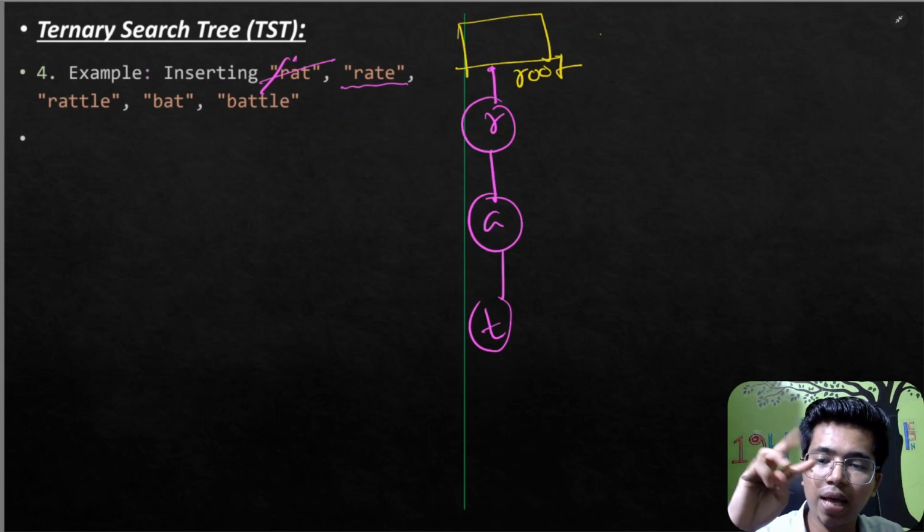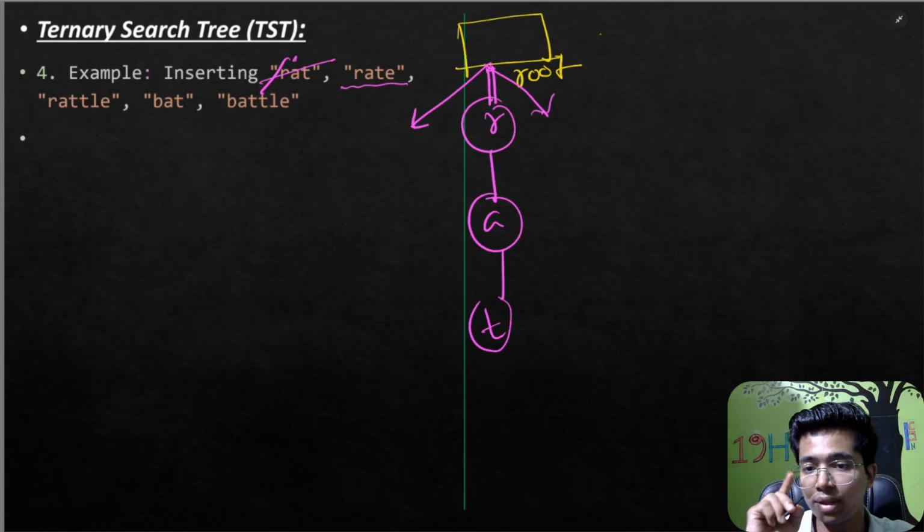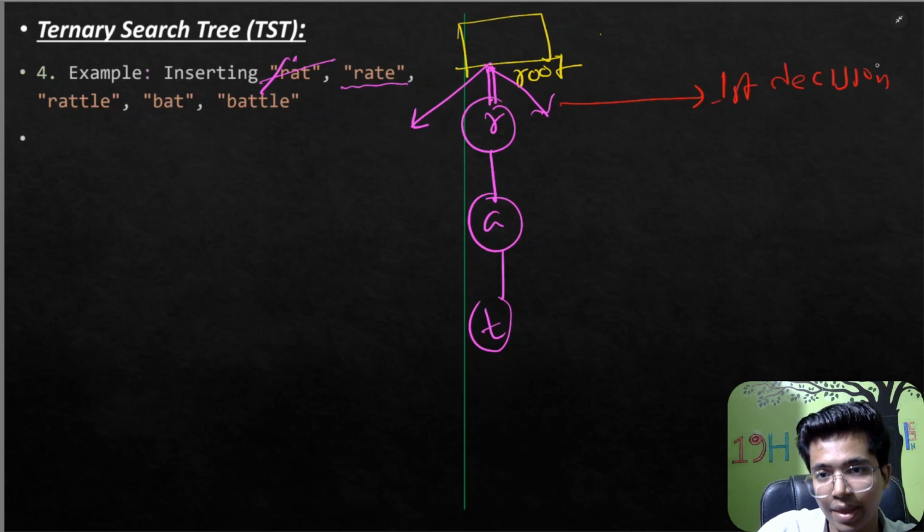And in decision, there are three major decision factors: either I have to move to the left, or in the middle, or to the right. In which side I have to move. This is the first time we took the decision here, that is our first decision.